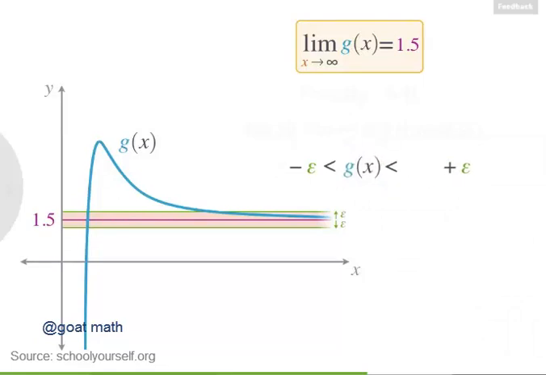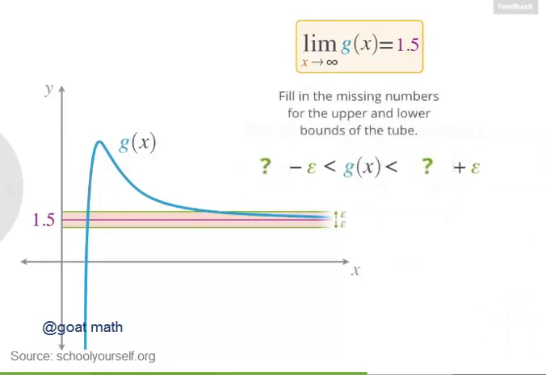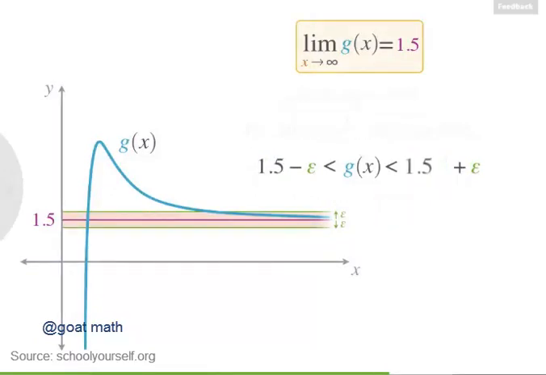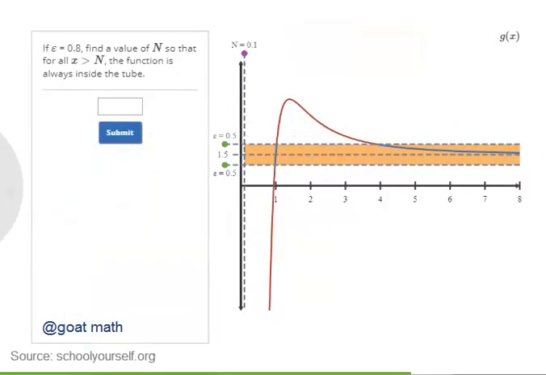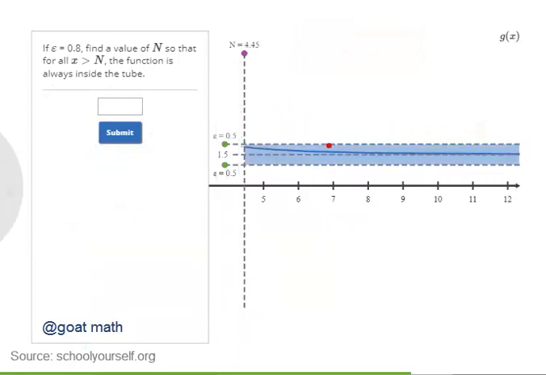But what numbers should we write over here and over here to say that g of x stays inside this tube that we've drawn? Exactly. Here's how you say this function g of x is inside the tube centered at 1.5. 1.5 minus epsilon is less than g of x is less than 1.5 plus epsilon. Now the 1 over epsilon you found earlier was for the function 1 over x. So next, we'll look at how to change this part of the limit statement so that it's about this function here.